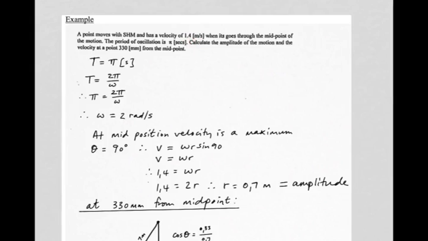So use your velocity formula. V is omega r sine theta, and remember that at the mid position theta would be 90 because the imaginary arm is straight up, and we can then go and find that r must be 0.7 meters, and r, which is the radius of the imaginary circle, is also equal to the amplitude, remember.